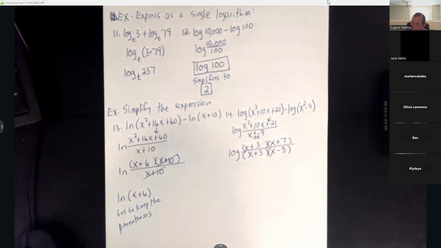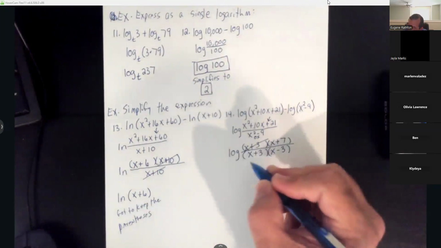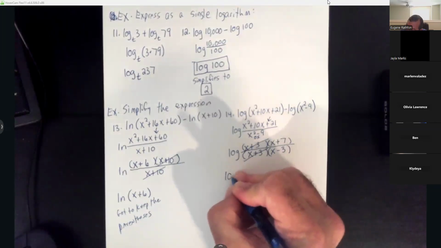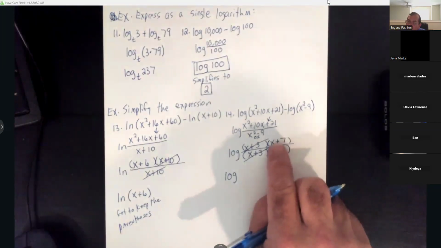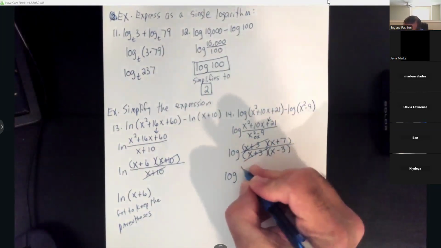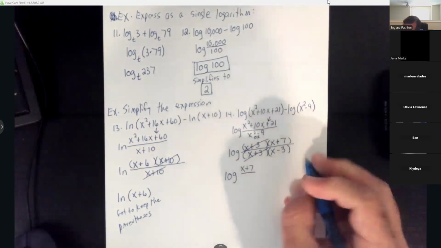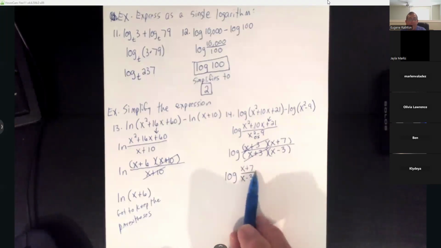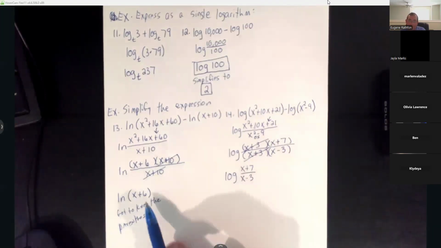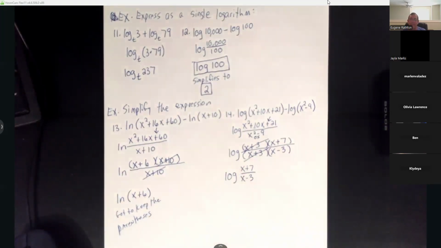Hey, but y'all, look here. We got something to cancel. These x plus 3's are canceling out. So on this one, since you got a single fraction left, you do not need the parentheses, because this would be an x plus 7 over x minus 3. So since we still got one fraction, we don't need parentheses. But y'all, this number 13, you got to keep the parentheses, okay? And it just matters, like, is everything being affected by that LN or not, okay?